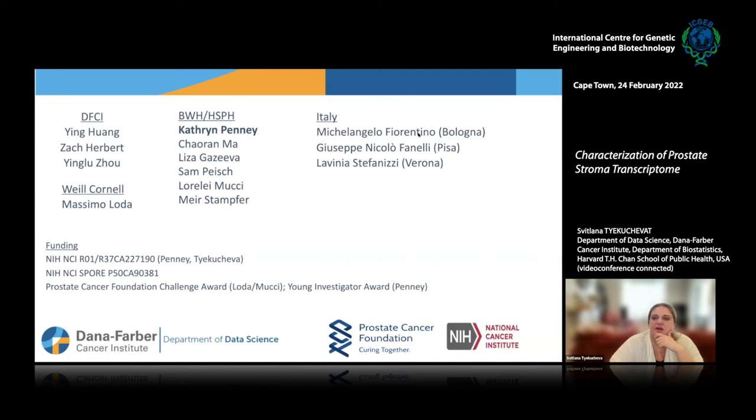Nicola and Lavinia performed the actual RNA extraction for our project with the PHS and HPFS data. And Dr. Fiorentino is one of the pathologists who centrally re-reviewed all the blocks for the tumor cohort. We're funded by the R01 grant from the NCI and the Prostate SPORE, as well as the Prostate Cancer Foundation Challenge Award that funded the LCM project. And Catherine Penny was a young investigator from the Prostate Cancer Foundation.